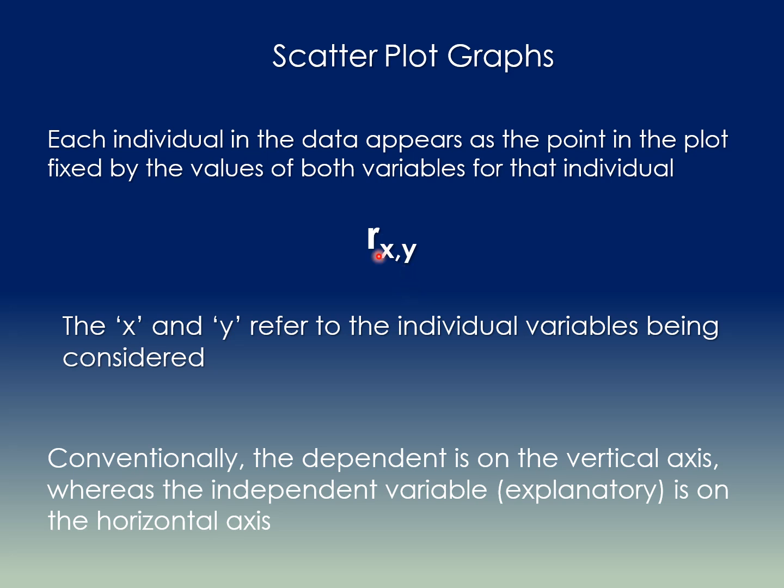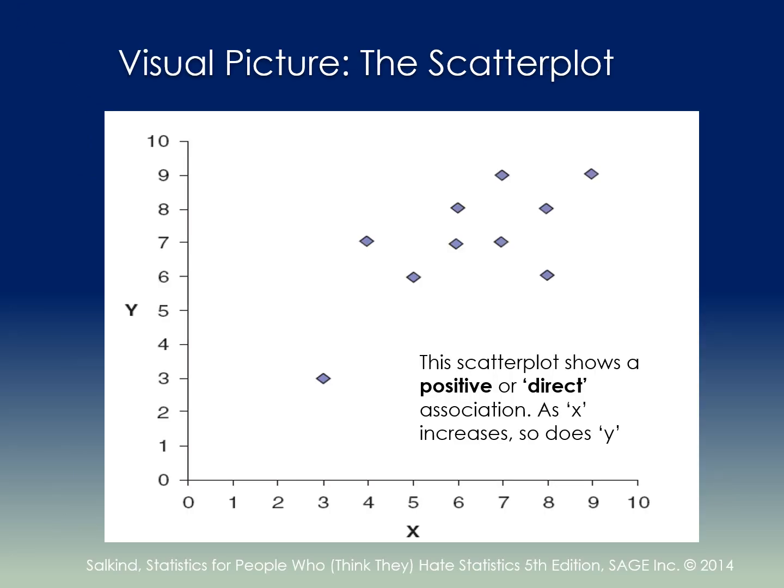And so, the question is, if X moves in one direction, what's going to happen to Y? Will it move in the same direction, or will it move in the opposite direction? We'll get into that a little bit later on when we talk about direct and indirect relationships between these X and Y variables. So we can begin to describe these patterns now.